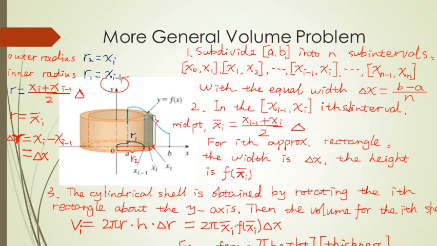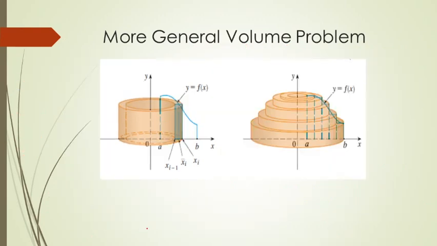In a similar way, we can cut this region under fx into n rectangles, right? You can rotate these n rectangles about the y-axis, so you are going to form n shells. Then you take the volume of those n shells. So that is Vi. Let's continue here.